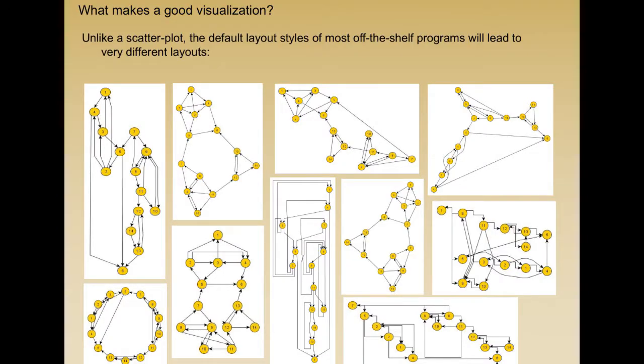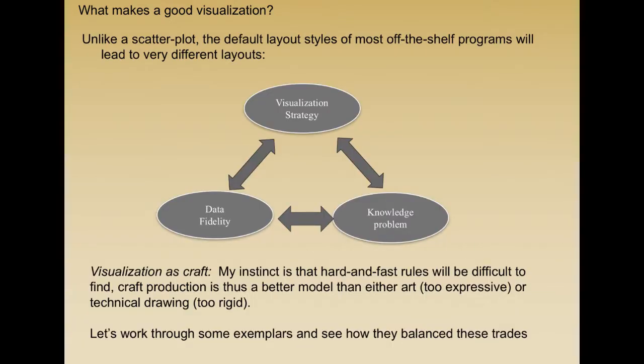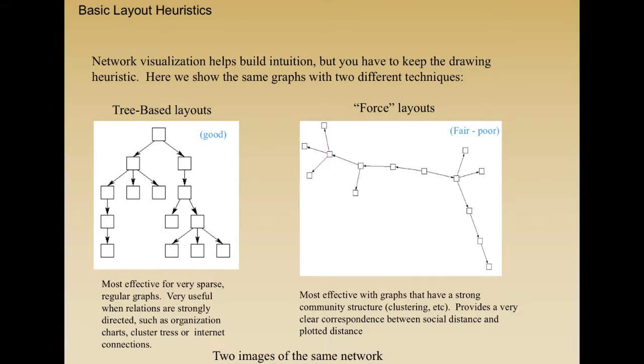Now, part of the problem with this is that if you just go to your favorite network analysis software and pull an off-the-shelf visualization, you can get widely different results. So these are all the exact same underlying data where you just go through one program and click the visualization button on the software. There tend to be a handful of basic visualization strategies. And so the two most common visualization strategies are tree-based strategies or force-directed space-based strategies.